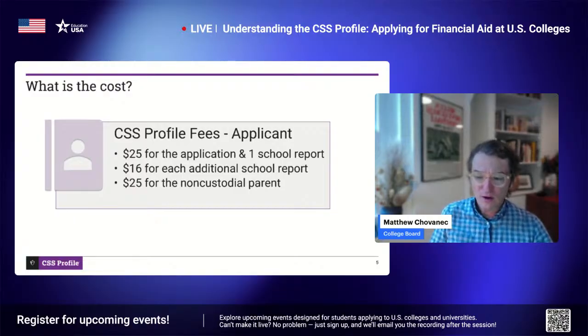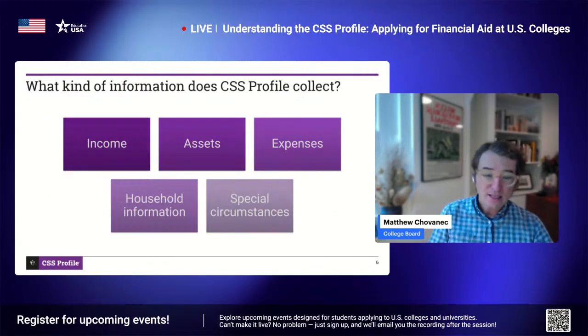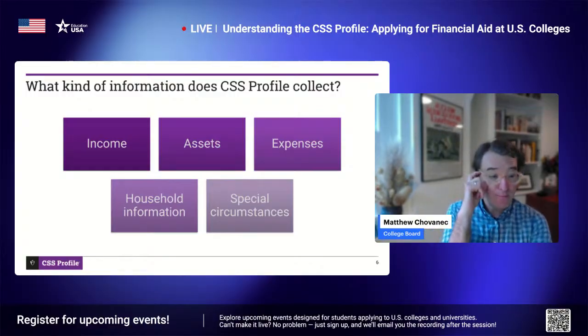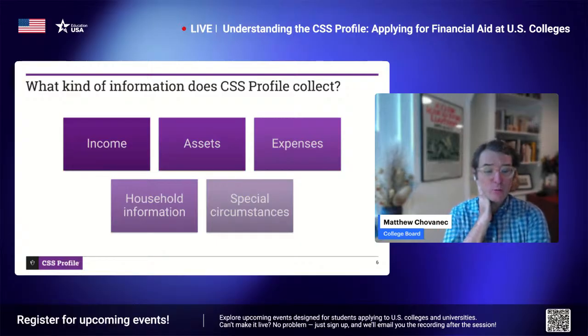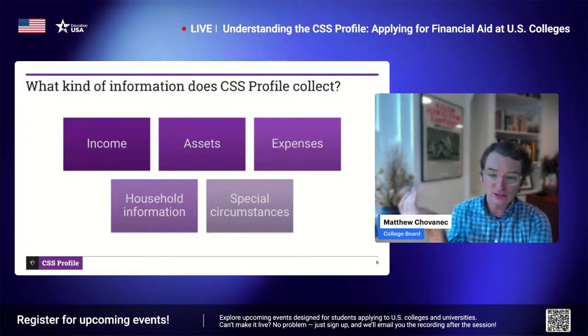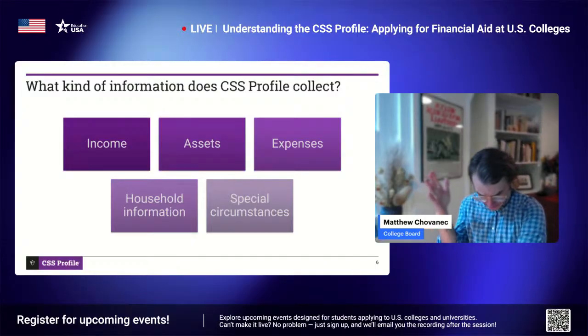What is the CSS Profile going to ask you for? It basically breaks down into 5 things. We want to know the income, which is basically the money that your parents make in their jobs. Assets, which means the things that your parents own that have a monetary value, their house, their vehicles, jewelry, stocks, all kinds of things like that.